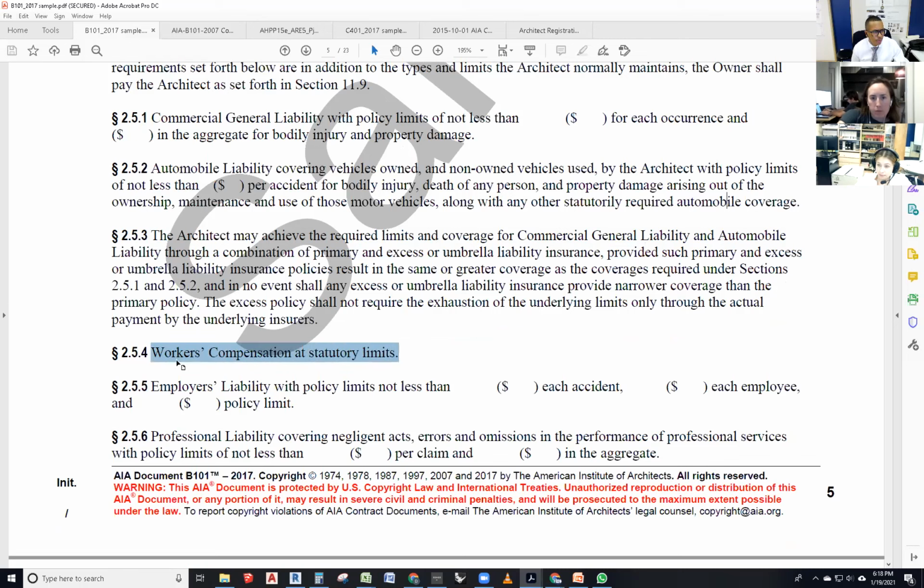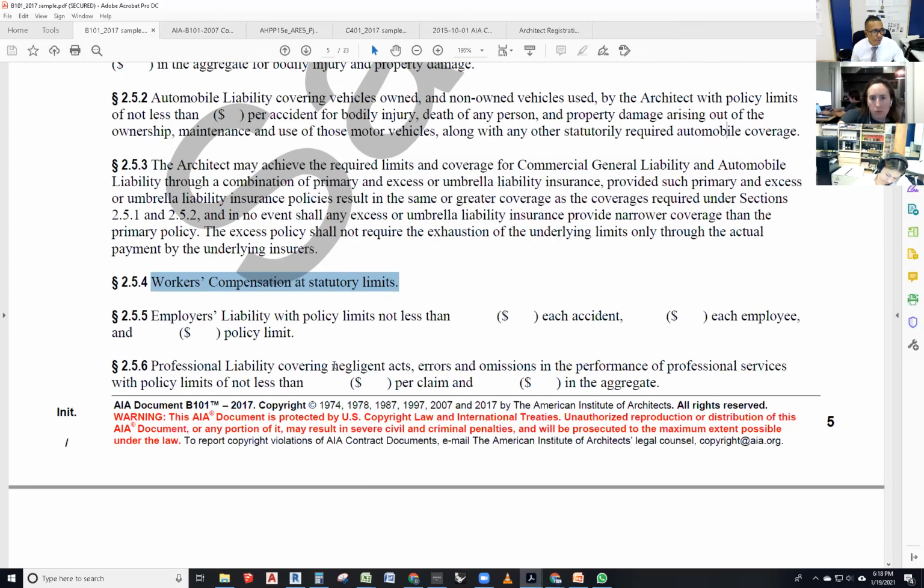Then you have to have workers' compensation insurance, and it says as statutory limits. It means, what does your jurisdiction require you to have? That's what you should provide. And then 2.5.5 says employer's liability with policy limits no less than. So employer's liability is another insurance that we have to look into.